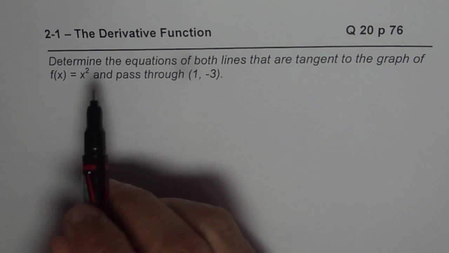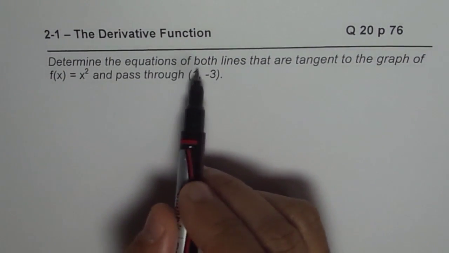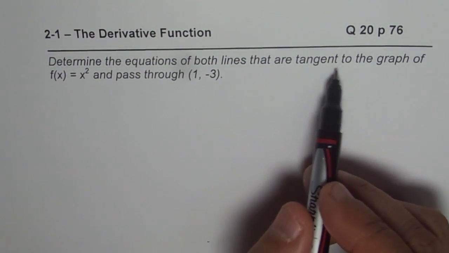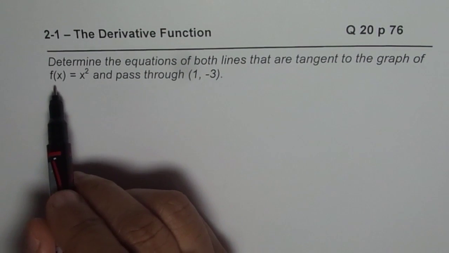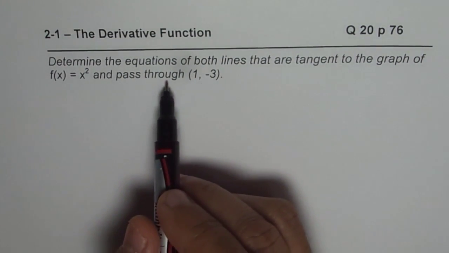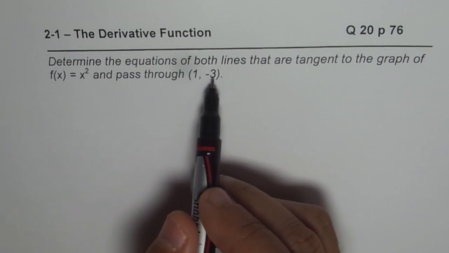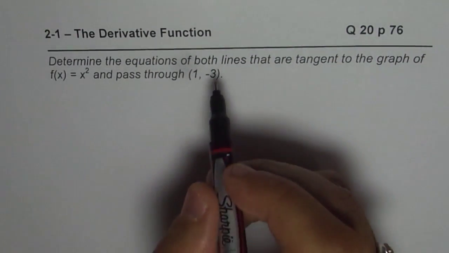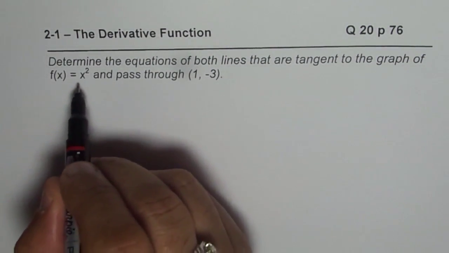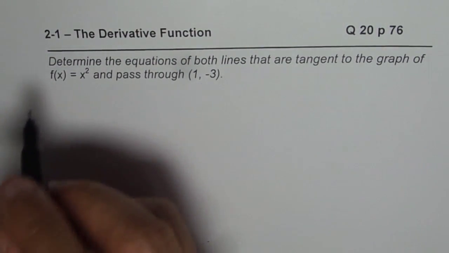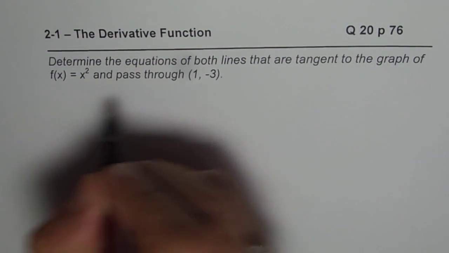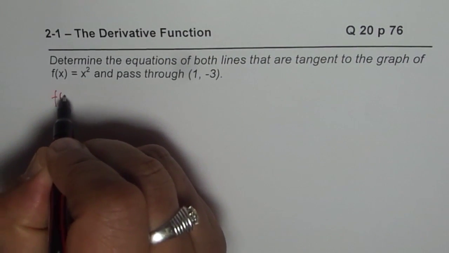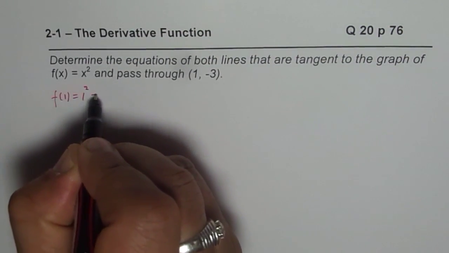The question is, determine the equations of both lines that are tangent to the graph of f of x equals x squared and pass through (1, -3). So that is the question for you. Now remember one thing, this point is not on the function itself. So what is f of 1? Let's figure it out. f of 1 is equal to 1 squared, and that is 1.